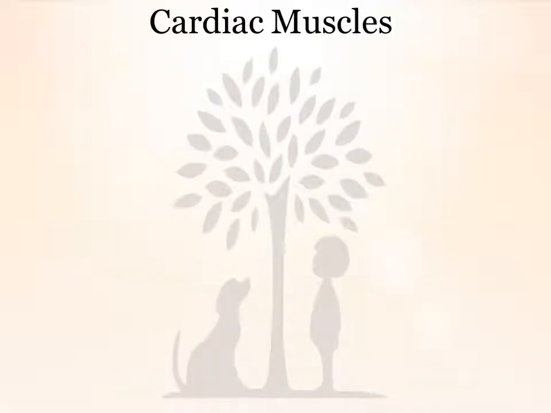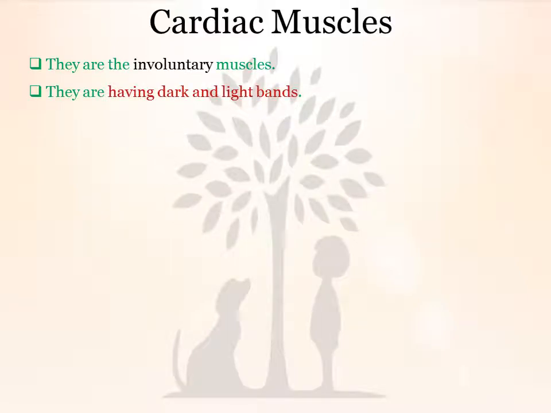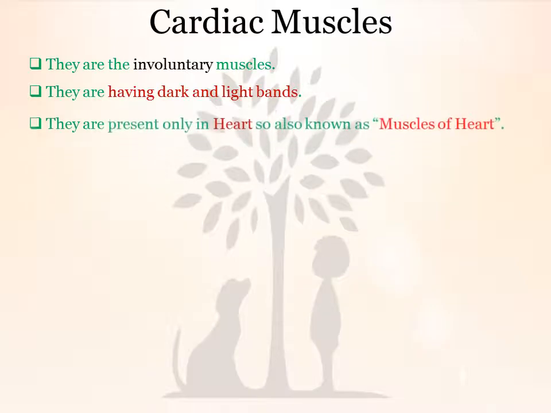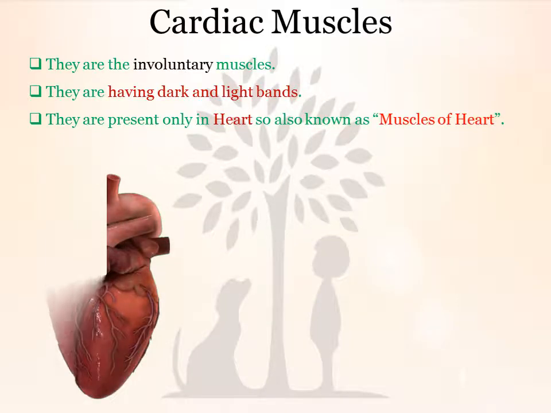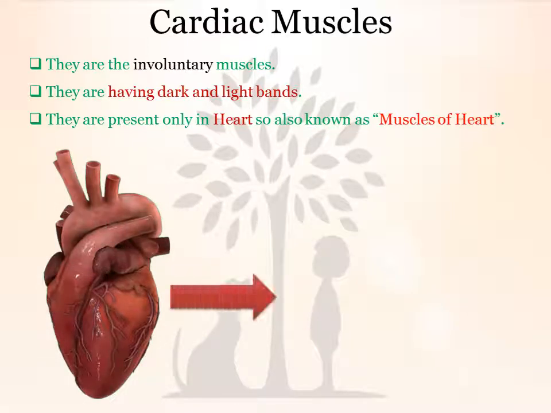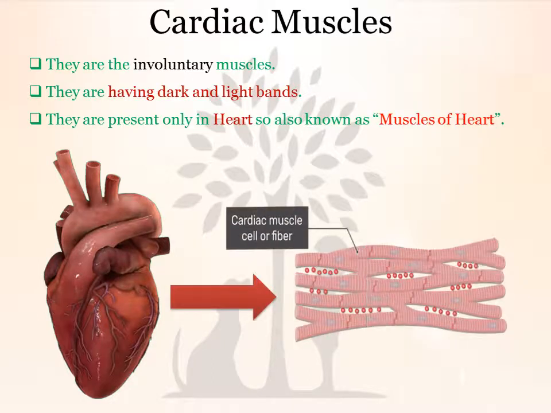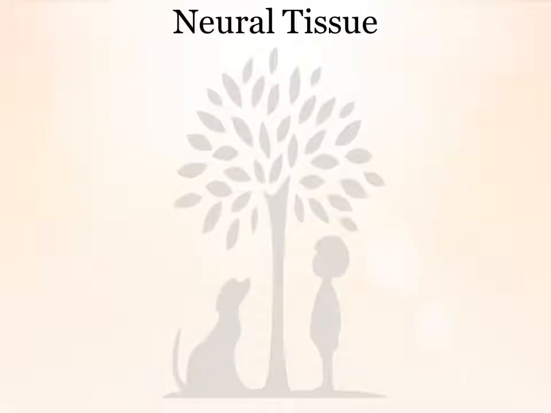The third type is cardiac muscles. They are involuntary muscles, meaning you cannot control the contraction and relaxation in this type of muscle. They have dark and light bands on them. They are present only in the heart, so they are also known as muscles of the heart. This is the structure of our heart, and this is the structure of cardiac muscles.